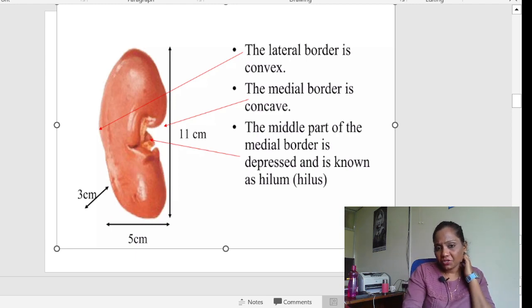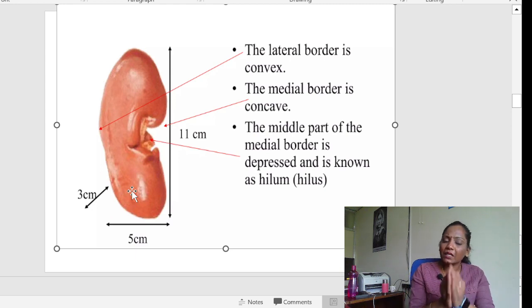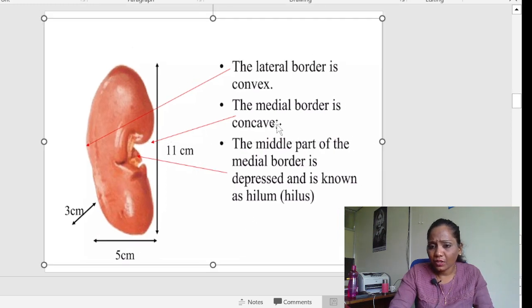Next we will see the measurements. The length of the kidney is 11 centimeters, the width is 5 centimeters, and the thickness is 3 centimeters. Whatever I am speaking in the class, you write down that content. If you write it with the help of the diagram, you will definitely get the marks. So just listen and write. That much assurance I can give you. The length is 11 centimeters, width 5 centimeters, and thickness 3 centimeters.